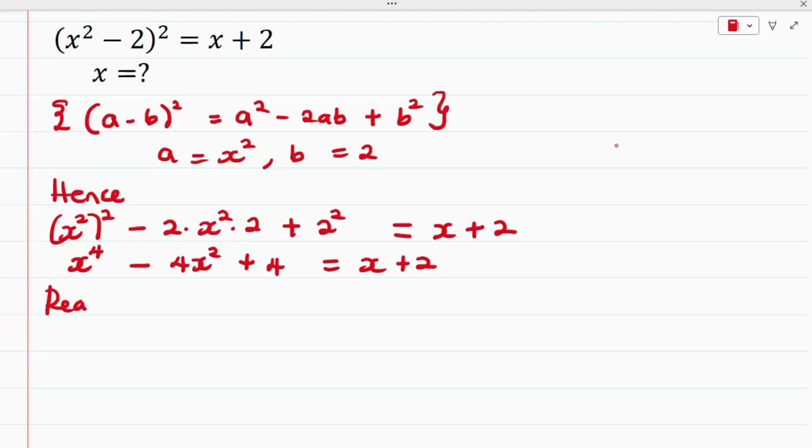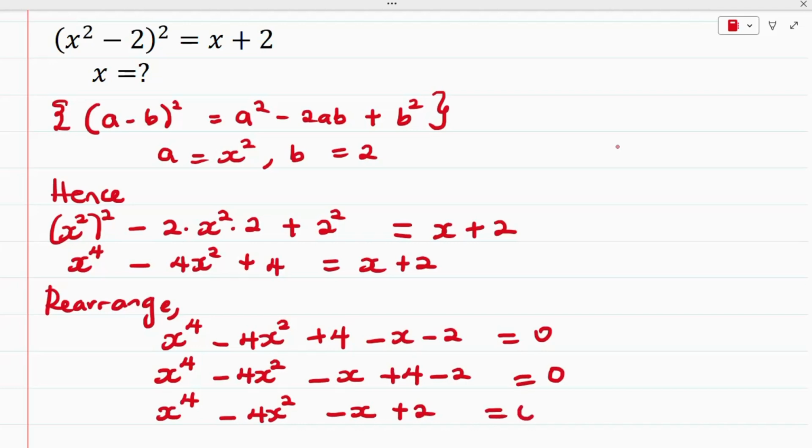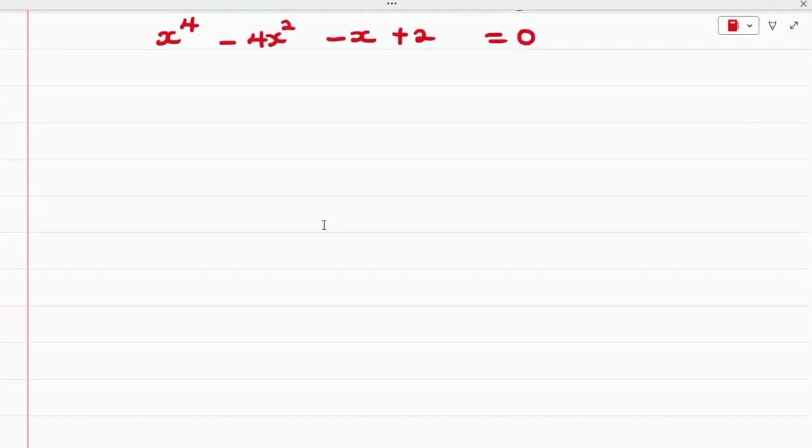So the next thing we want to do right here is to simply rearrange and set this equation to 0. So we have x raised to the power of 4 minus 4x squared plus 4 minus x minus 2, and this is equal to 0. So we have x raised to the power of 4 minus 4x squared minus x plus 4 minus 2, and this is equal to 0. We have x raised to the power of 4 minus 4x squared minus x. 4 minus 2 is going to give us 2, so we have plus 2, and this is equal to 0.